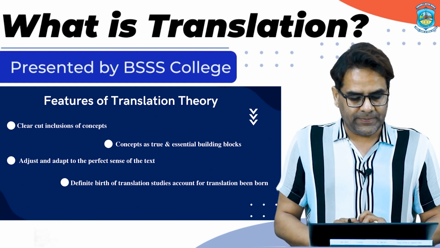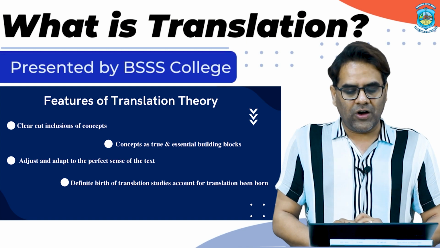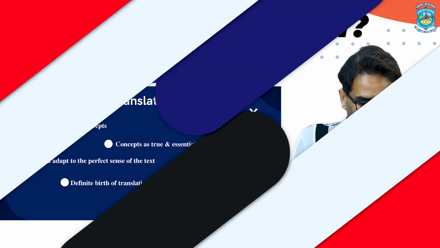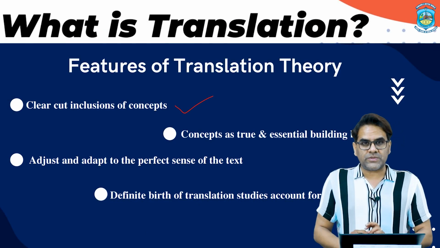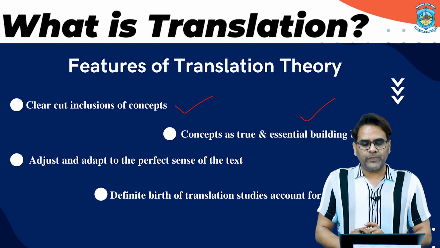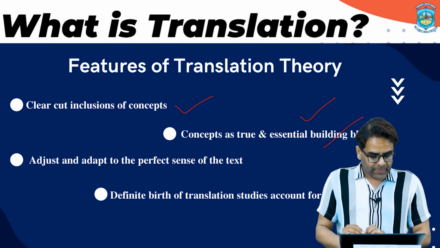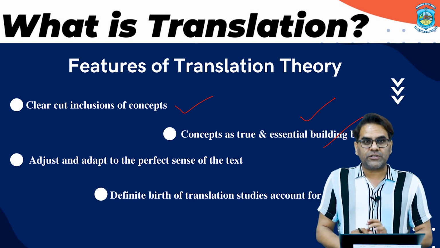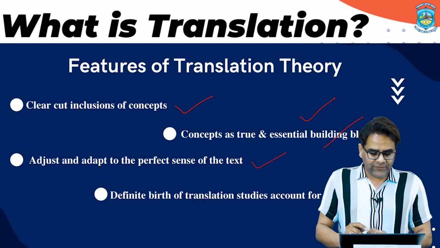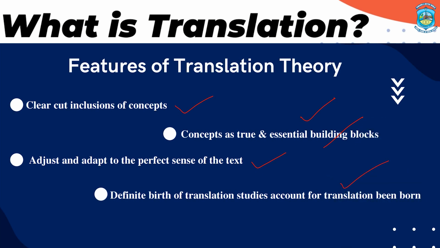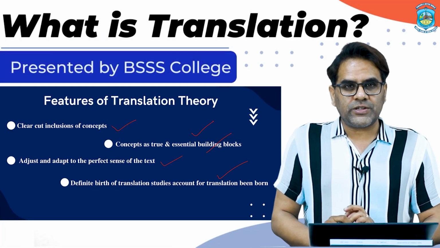Features of translation theory. We are going to look at certain concepts for understanding translation and how it is taken up as per translation theory. We can see that there is a clear-cut inclusion of concepts in translation. These concepts act as true and essential building blocks. Further, you have to understand that the text should adjust and adapt to the perfect sense of the text. And finally, the definite birth of translation studies accounts for a translation that needs to be born. So, I hope you have all understood the features of translation theory.